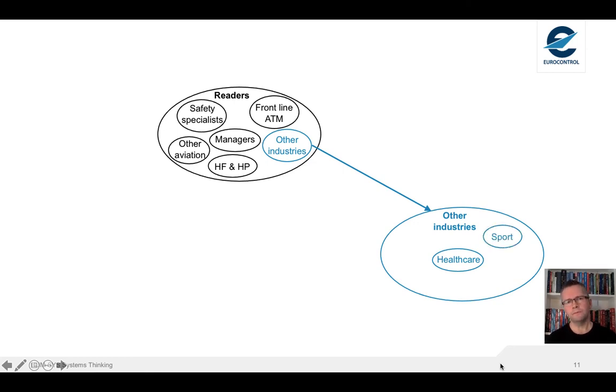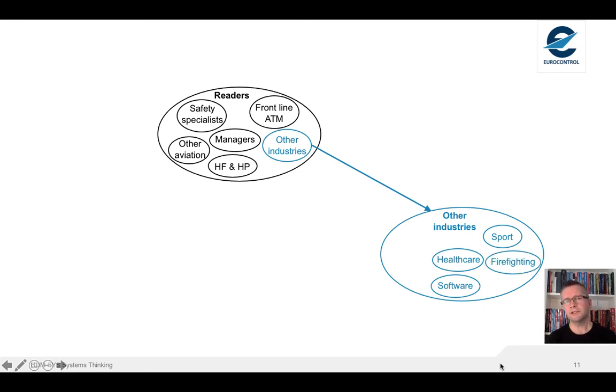Then we have sport. This is also particularly relevant because of the reliance on human performance and the knowledge that exists within sports about human performance that could be relevant to pilots, to air traffic controllers, and to those in especially high pressure, high tempo activities. And then there's the software industry, which is becoming increasingly relevant also to air traffic management, and lots of good things around human and organisational factors are going on in software development.